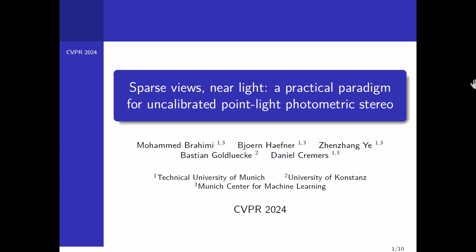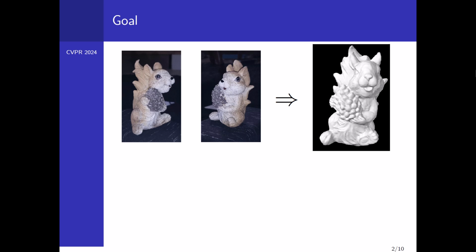In this video, we present our work, Sparse Views Near Light, a practical paradigm for uncalibrated point light photometric stereo, that will be published at the conference CVPR 2024. Considering a sparse set of viewpoints with wide camera baseline, the goal is to reconstruct a high-quality 3D model.